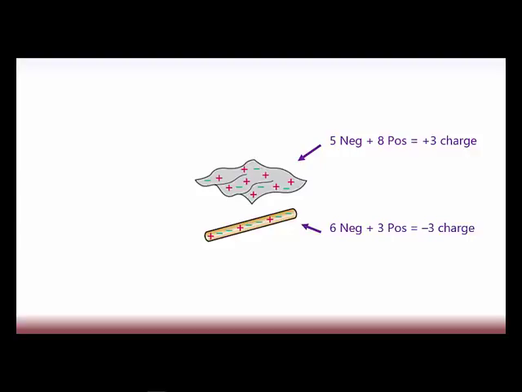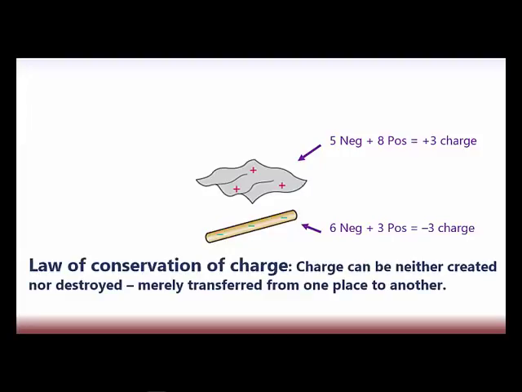However, when we are drawing diagrams, we don't include all of the charges. Just the excess charges are shown. Now, if you'll notice, there were no charges that were created during this entire thing. They were just transferred back and forth. And this gives us the law of conservation of charge, that charges can be neither created nor destroyed. They are merely transferred from one object to another.